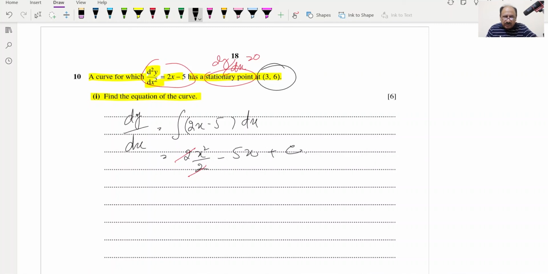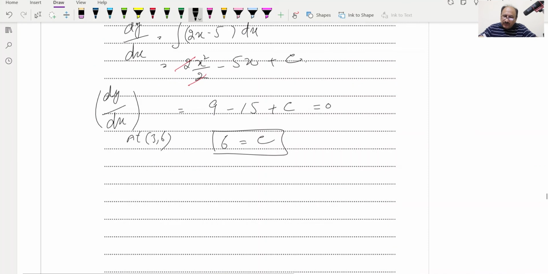The point given is (3, 6). We can check dy by dx at this given point. At x equal to 3, this will be 3 squared, which is 9, minus 15, plus c, and we know that this is equal to 0 because this is a stationary point. So 9 minus 15 will be minus 6, so c is equal to 6. We will replace this integral constant value, and our first order derivative dy by dx will be equal to x squared minus 5x plus 6.